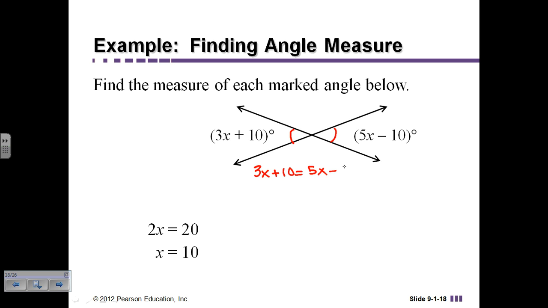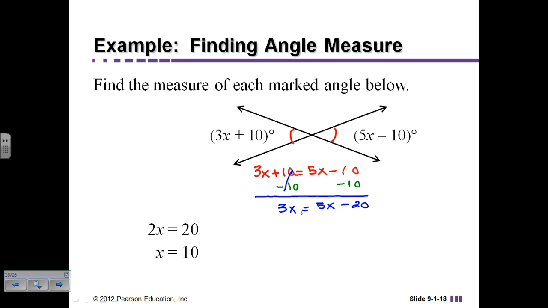So we're going to set them equal, and now we're going to solve for x. To solve for x, our goal is to get x by itself on one side. So I'm going to move this 10 from this side to this side. And remember, when we want to solve an equation, we have to do the opposite operation. So now this cancels out, and I'm left with 3x on the left. The 5x is still on the right, and negative 10 minus 10 is negative 20.